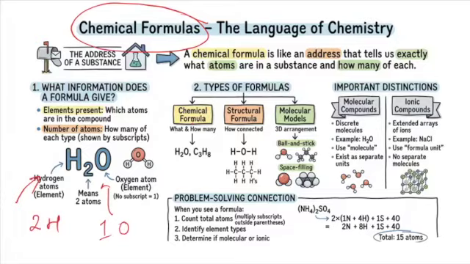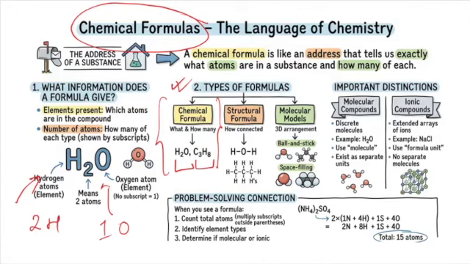Now there are 3 kinds of formulas. The same thing could be expressed in 3 different ways. First is the chemical formula, which you have seen, like H2O, (NH4)2SO4, etc. That is the very simplest one, the chemical formula which we use.